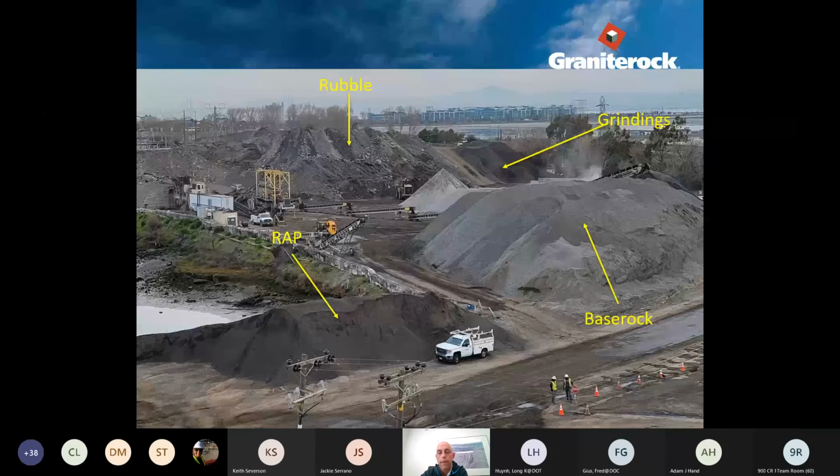When you get to high RAP, you may have 2 or 3 different size products depending on what you're making. All right, now we're rolling.